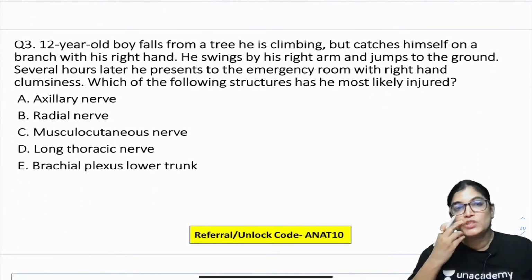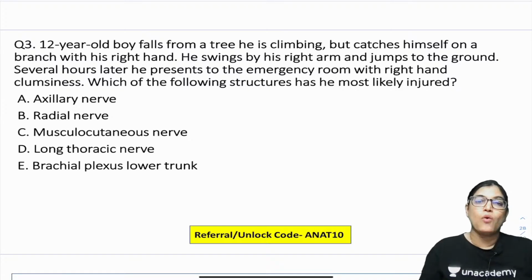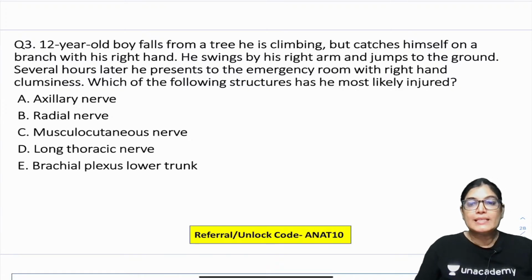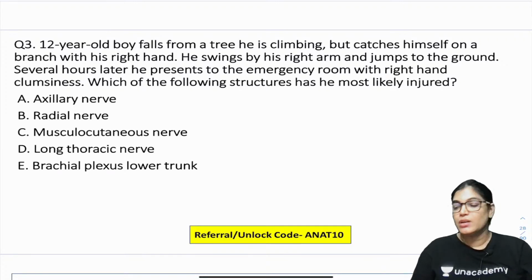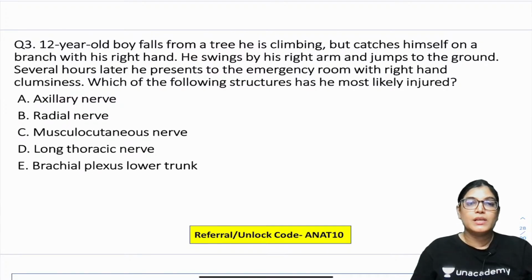Now see here, a 12-year-old boy falls from a tree. He is climbing but catches himself on a branch with his right hand. So he is falling, the person is falling and then catching on the branch of a tree. He swings by his right arm and jumps to the ground. Several hours later, he presents to the emergency room with right hand clumsiness. So which of the following structures is most likely injured?